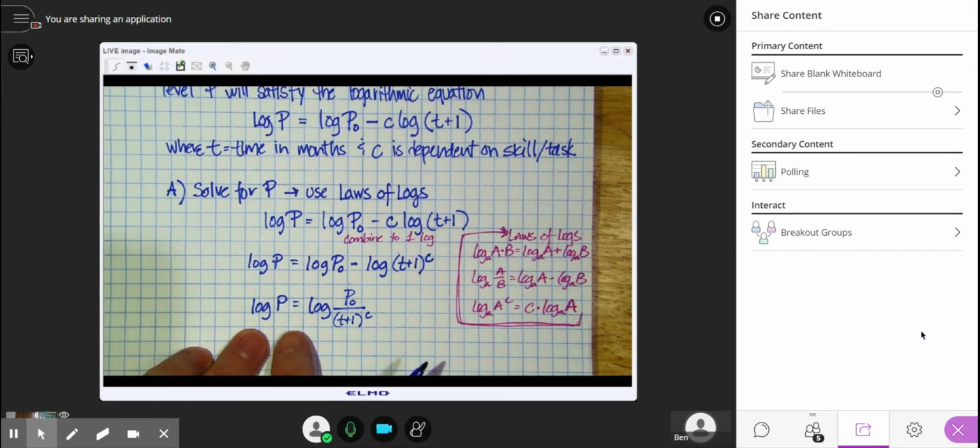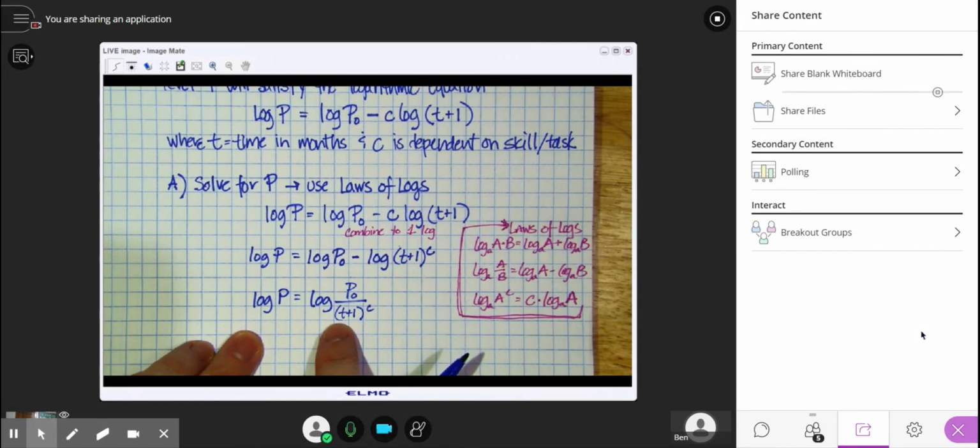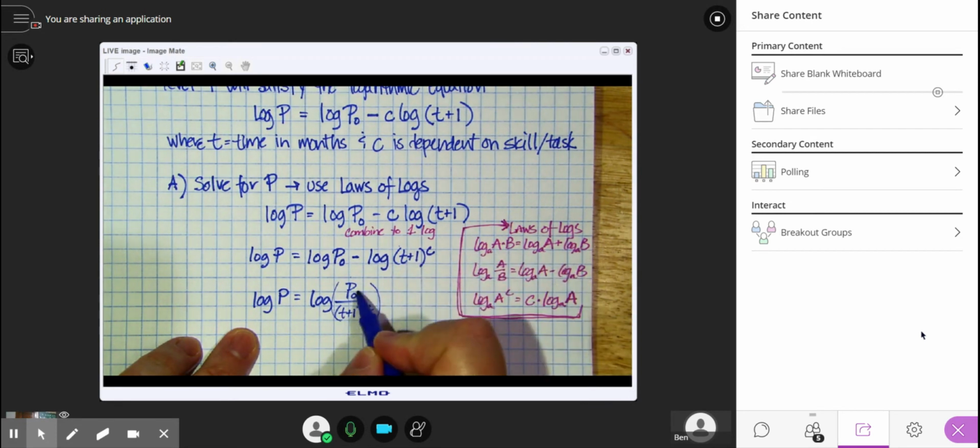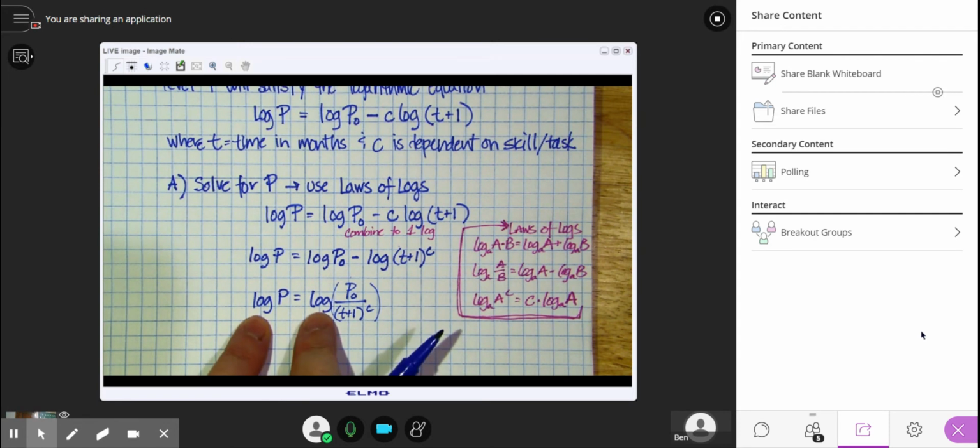Now, as I look at what I have here, I have the log of p is equal to the log of p sub 0 over t plus 1 to the c. Are these also the same base? Yeah. What base are these guys? Is it 10? Right. These are common logs. When it's not written, these are both log base 10. So since they are logs with the same base, that means that p has to equal p sub 0 over t plus 1 to the c.